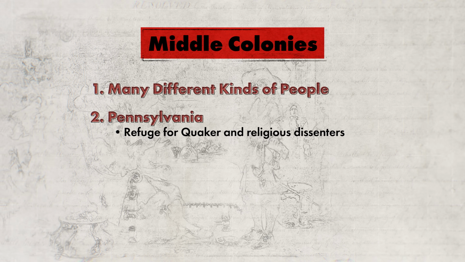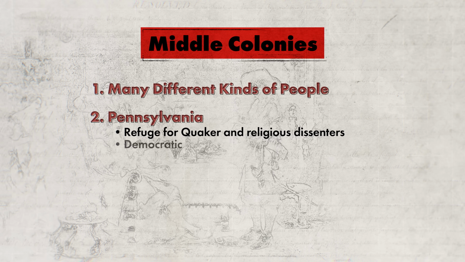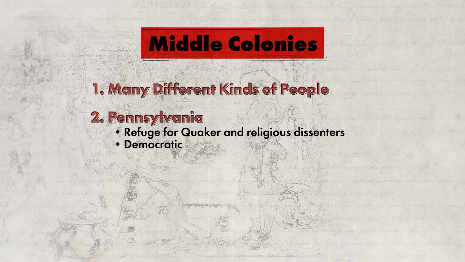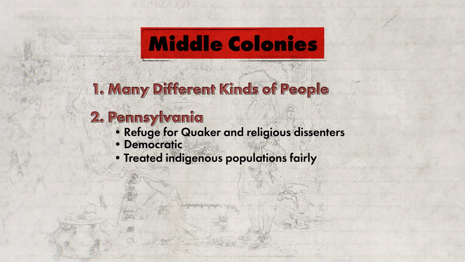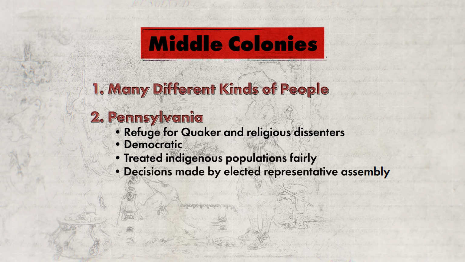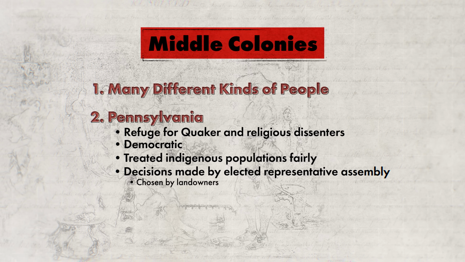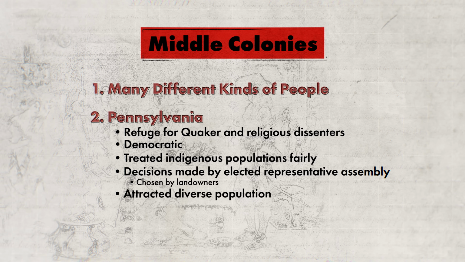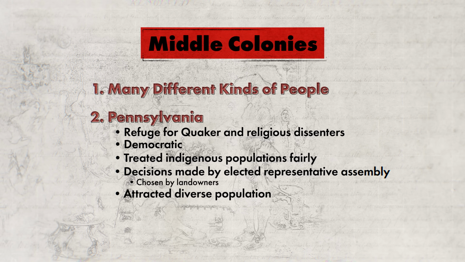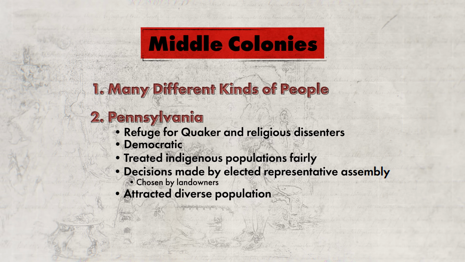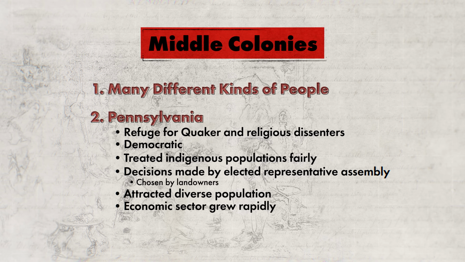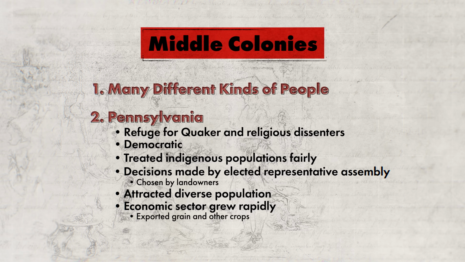Now, compared to the other British colonies, Pennsylvania was unusually democratic and, at least in the beginning, was far more concerned to treat the indigenous people fairly. So decisions were made by an elective representative assembly who were chosen by landowners, and given Pennsylvania's non-discriminatory practices, it attracted a very diverse population, as was common in the rest of the middle colonies. And so, in this environment, Pennsylvania's economic sector grew rapidly, particularly in the export of grain and other crops.